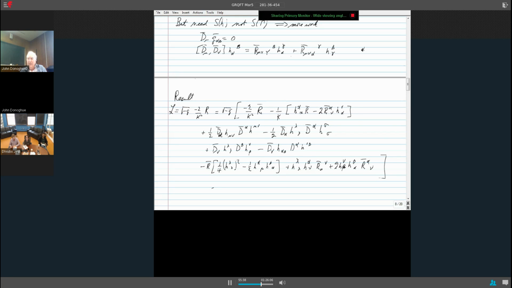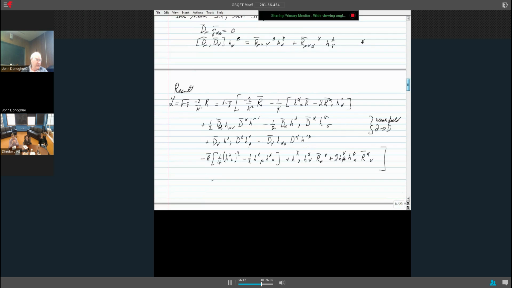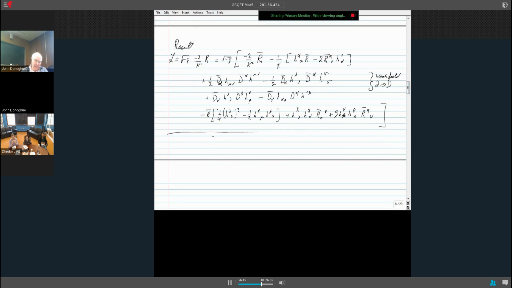Okay, then minus some R bar terms. I'll just write them out quickly. It's a quarter h lambda lambda squared minus 1/2 h alpha beta h beta alpha, then h alpha nu R bar alpha nu plus 2 h nu beta h beta alpha R alpha nu.